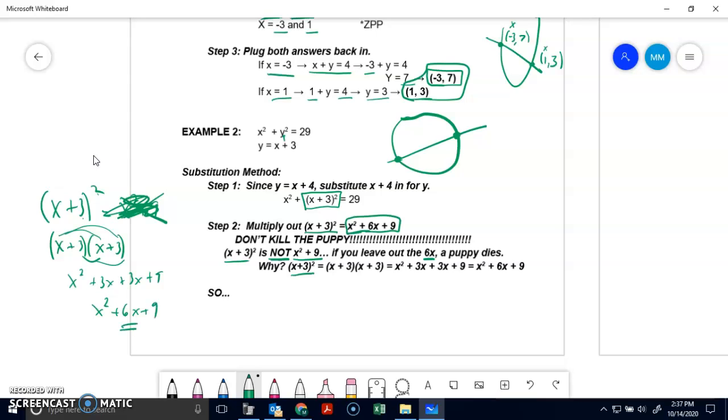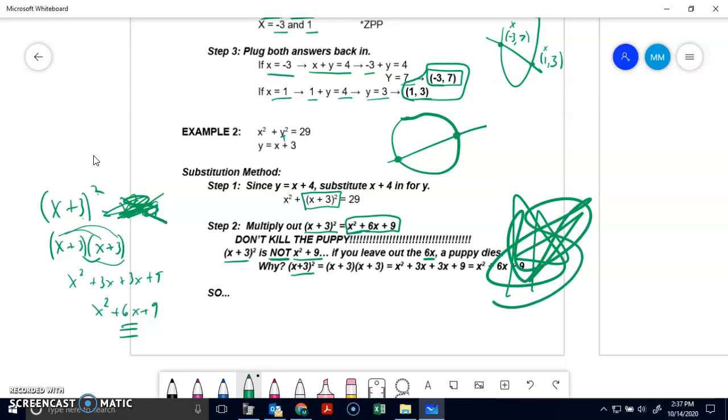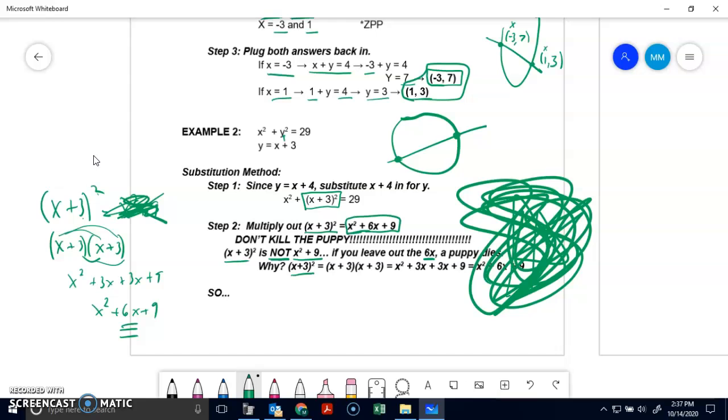Do not leave out this middle term or the entire rest of the problem is wrong and you're going to lose a lot of points. And a puppy dies somehow. Do not mess this up. How big of a deal can I make out of this? All my scribbles. Okay? Don't leave out the middle term. Okay, that's enough of a deal out of it.